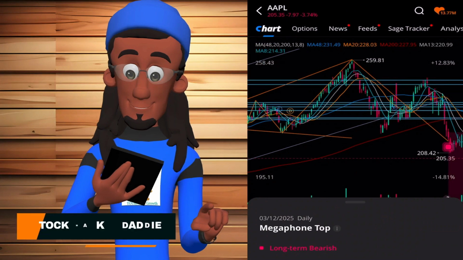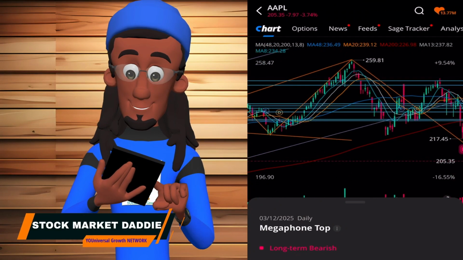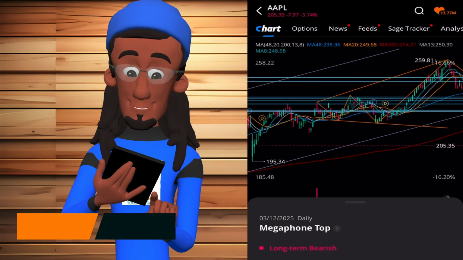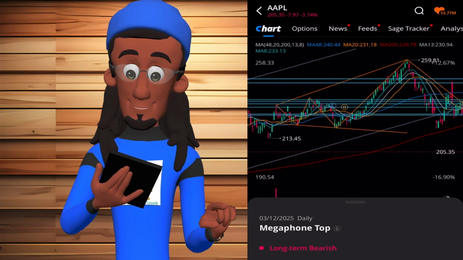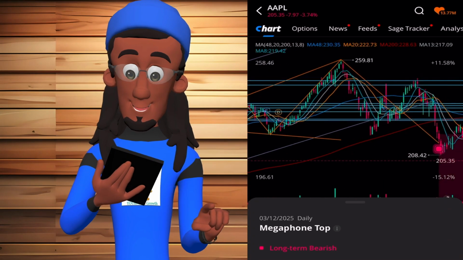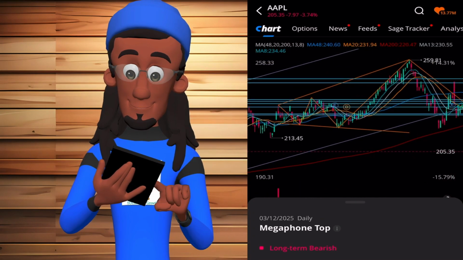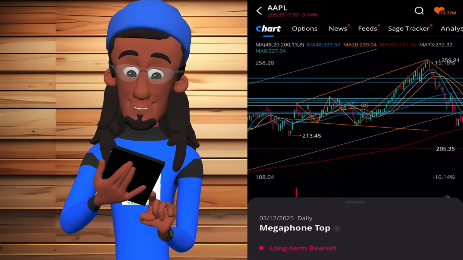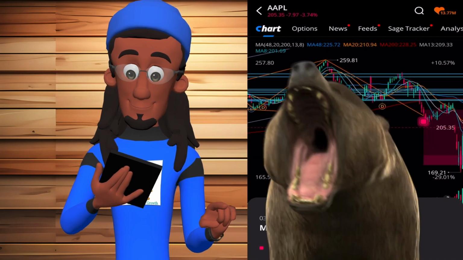Let's get into this Megaphone Top on Apple. I'm trying to zoom out a little bit so you can see more of it. All right, it seems to be coming here, boom, to there. All right, this Megaphone Top. This is supposed to be a long-term bearish signal.